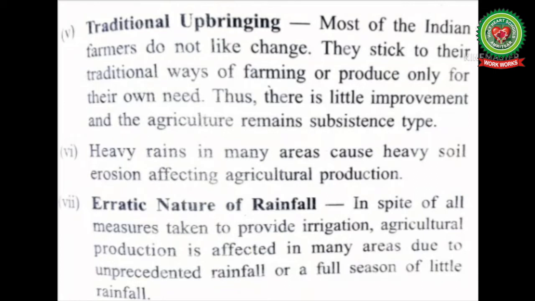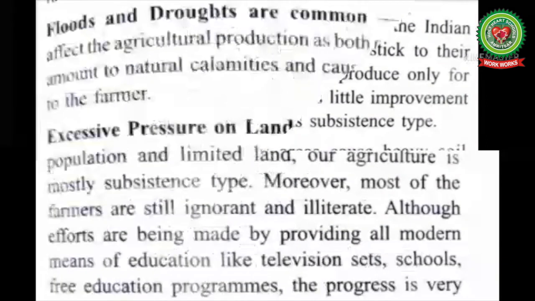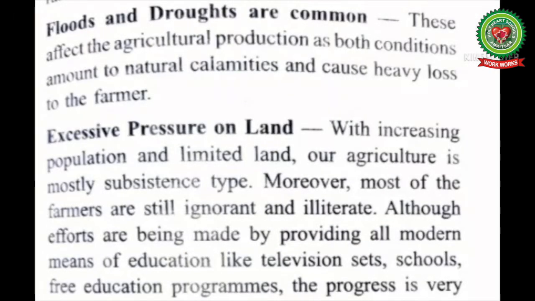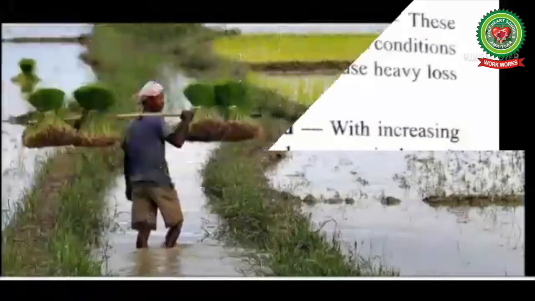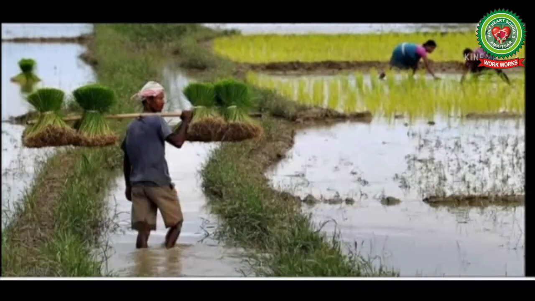Next problem is erratic nature of rainfall. In spite of all the measures taken to provide irrigation, agriculture production is affected in many areas due to unprecedented rainfall or a full season of little rainfall. Next one is floods and droughts are common. These affect the agriculture production as both conditions amount to natural calamities and cause heavy loss to the farmer. Let's discuss all this together.